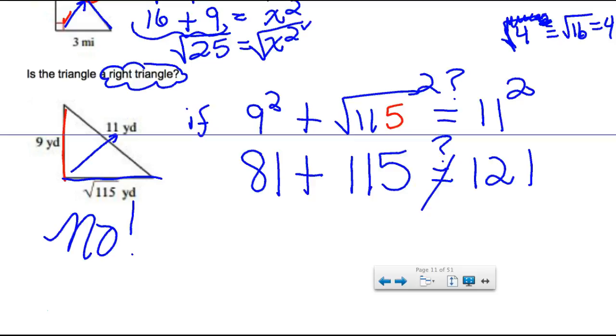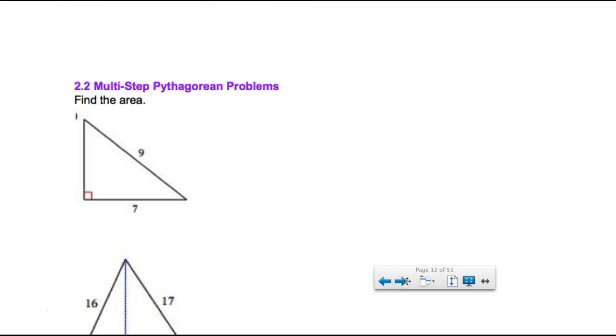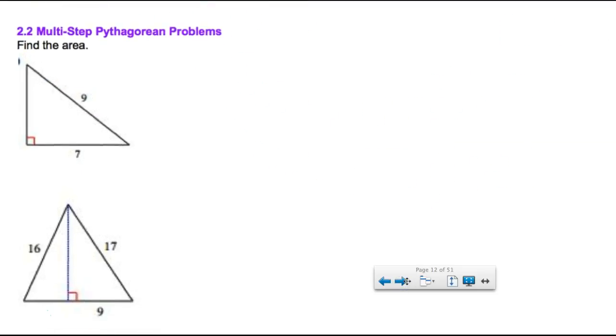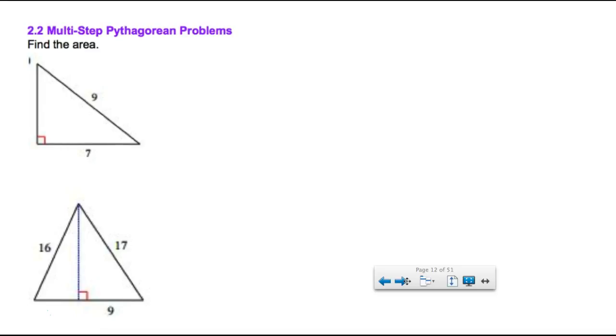A squared plus B squared did not equal C squared. Now in 2.2, we're going to still do the Pythagorean theorem, but we're going to combine it with our concept of area. Let's discuss the area of a triangle for a second.